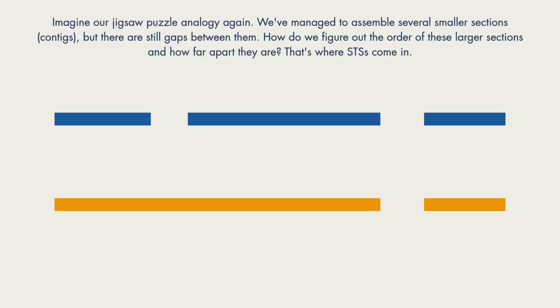Imagine our jigsaw puzzle analogy again. We've managed to assemble several smaller sections, contigs, but there are still gaps between them. How do we figure out the order of these larger sections and how far apart they are? That's where STSs come in.